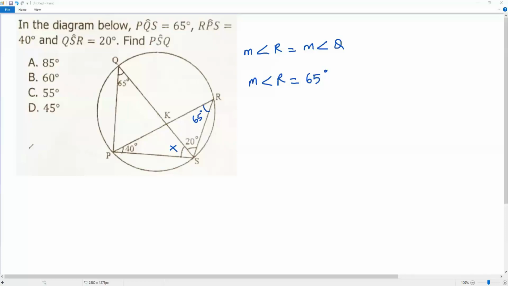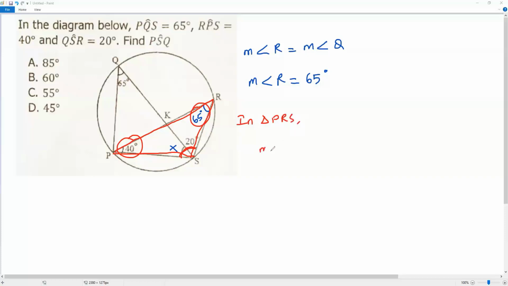Okay, now let's consider the triangle PRS. So if we consider the triangle PRS, we have three interior angles. One is 40 degrees, 65 degrees, and the third one is X plus 20 degrees. So in any triangle, the three interior angles will add up to 180 degrees.